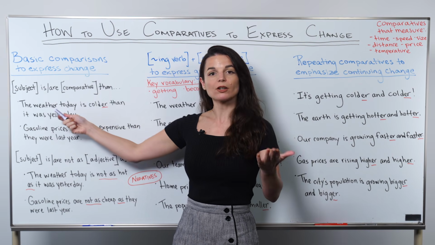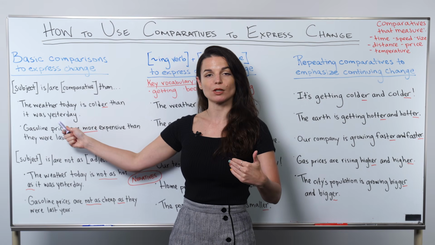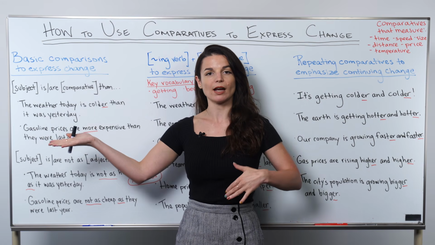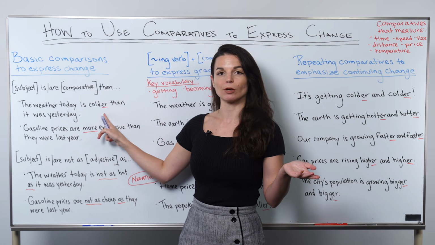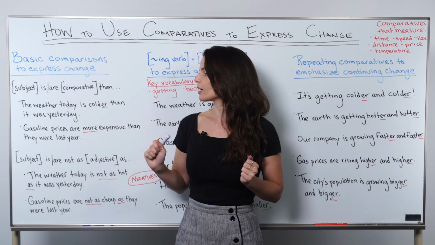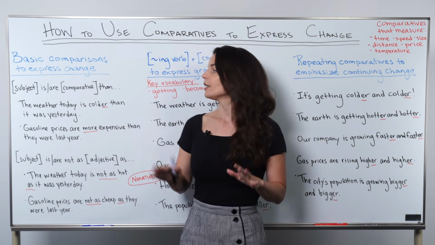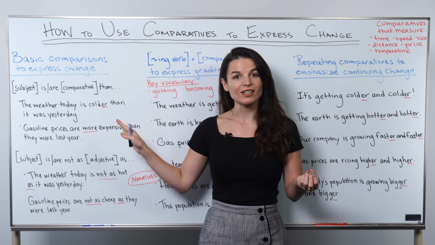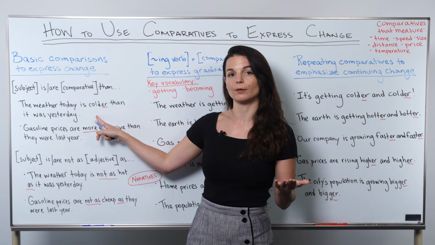First, the weather today is colder than it was yesterday. So we are comparing today's weather and yesterday's weather, right? We're saying the weather today is colder than it was yesterday. So today's weather temperature is lower, is another way to say that. So a very, very basic comparative sentence, right? We have the comparative of cold here, colder, okay?